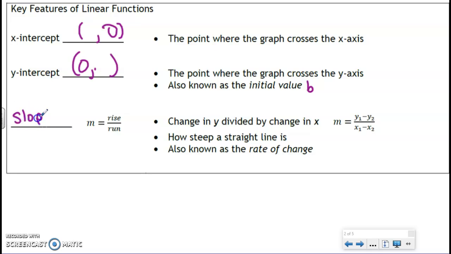Slope is known as rise over run, or the change in y divided by change in x. This is the slope formula that we'll talk about a little bit later on. It tells us how steep a straight line is, and it's also known as the rate of change.